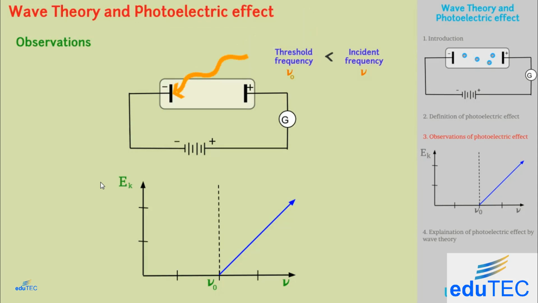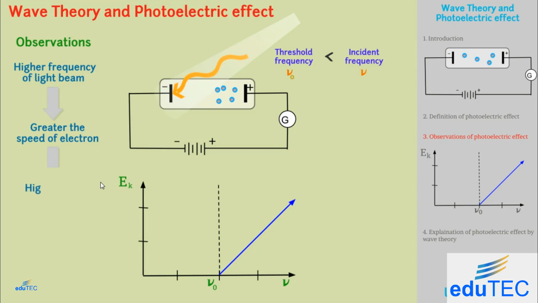With the increase in frequency beyond threshold frequency of the incident light, photoelectric effect occurs. Higher the frequency of light beam, greater will be the speed of electrons, and so higher will be their kinetic energy. So, with increase in frequency, current increases. The number of electrons ejected from the metal depends on intensity or brightness of the light beam falling on it.